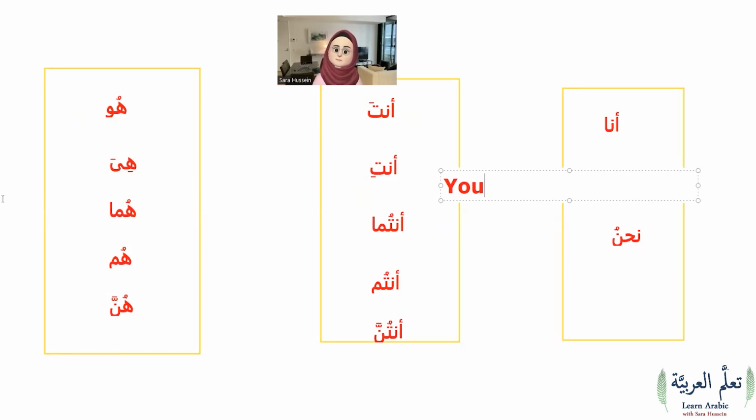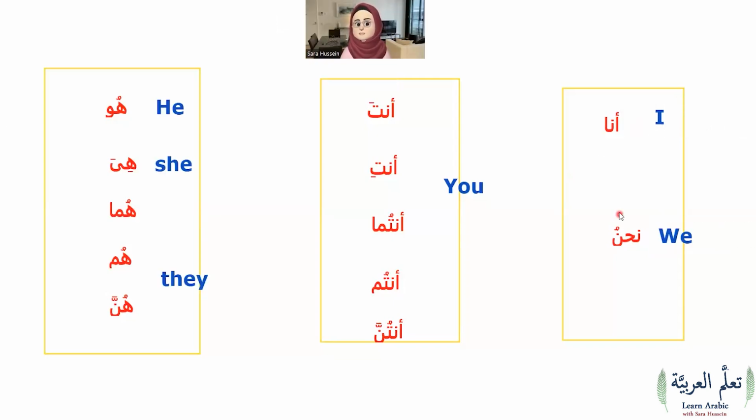So the second person pronoun: أنتَ، أنتِ, you. So all of them translate to you. But in Arabic it is special. It will be different for singular male, singular female, and dual and group of male and female. So how to use that in Arabic? So we will know how to use these pronouns.